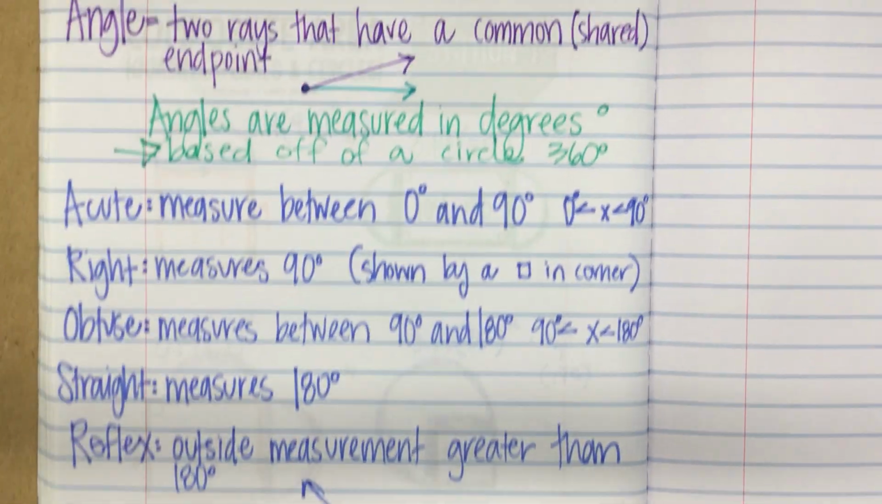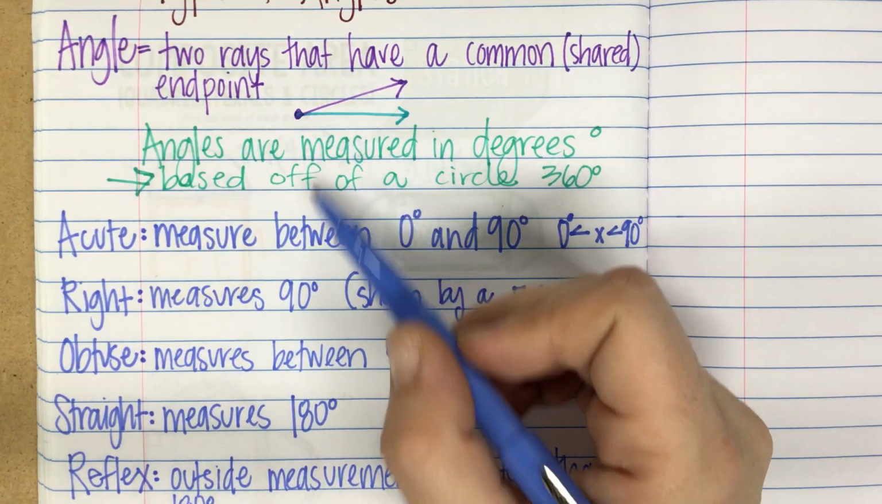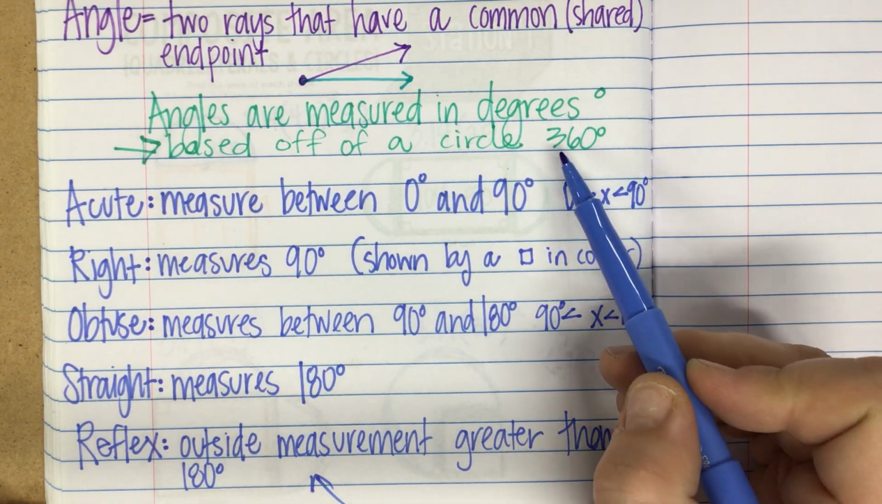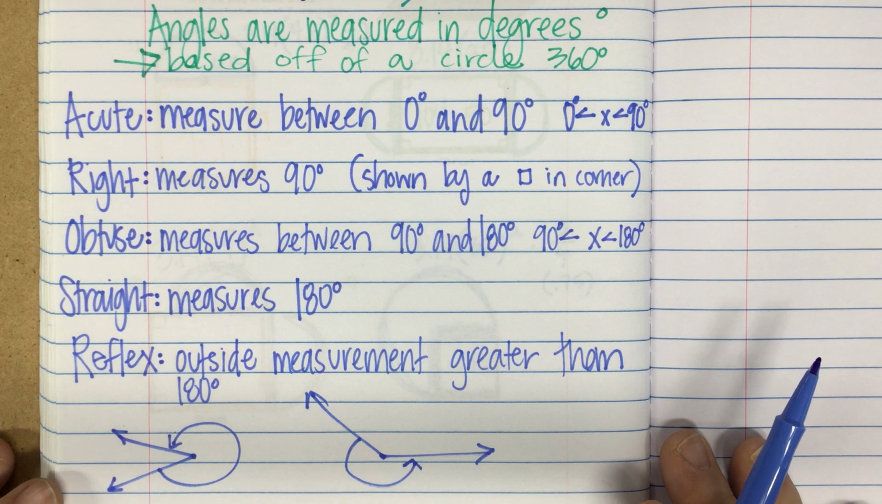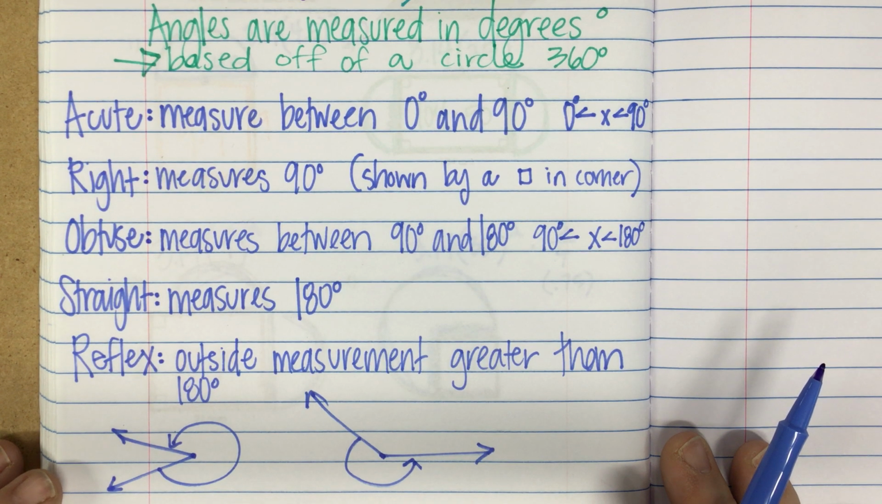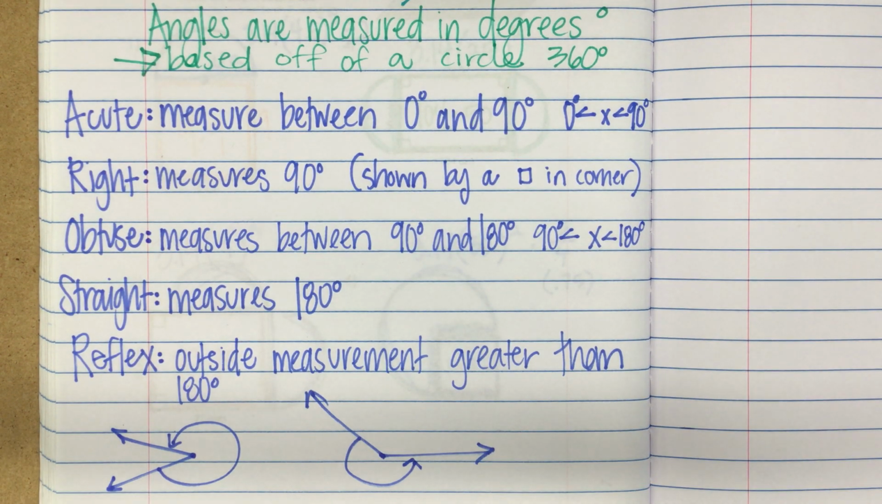Types of angles, right? So we know that an angle has a common endpoint. It's measured in degrees. It's based off of circles, which are 360. We have acute angles, we have right angles, we have obtuse angles, we have straight angles, we have the reflex of an angle.